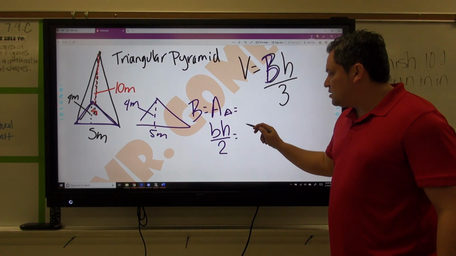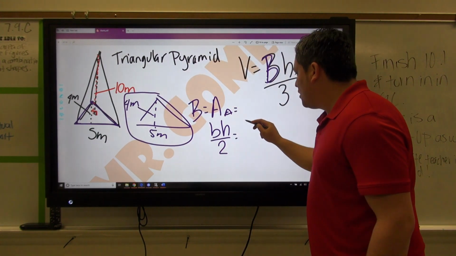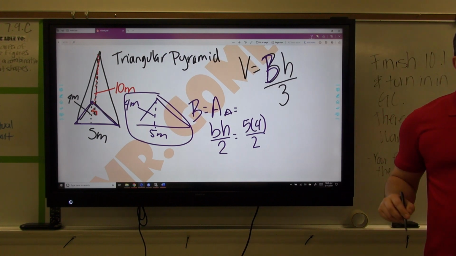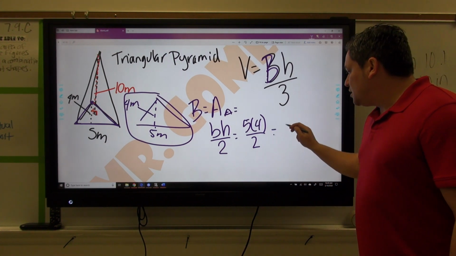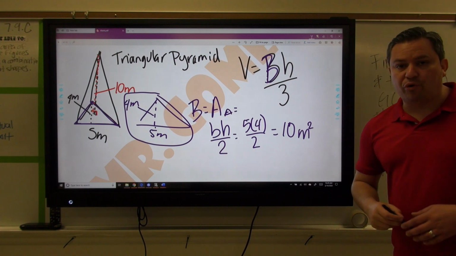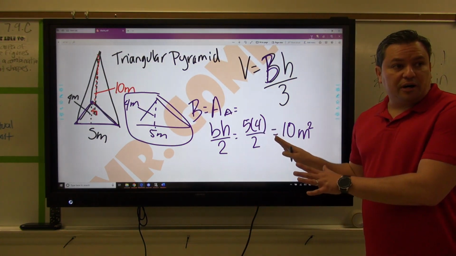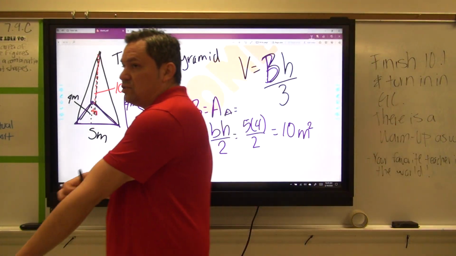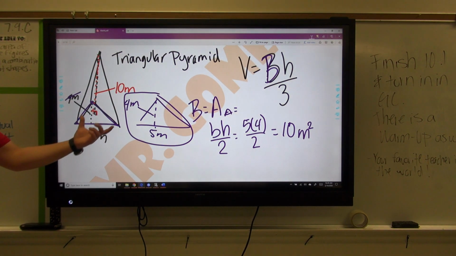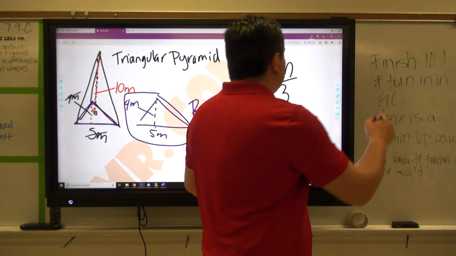Now what's my base? I'm only looking at this, remember? 5 times 4 divided by 2. 5 times 4 is 20, divided by 2 is 10. So the area of my base is 10 meters squared. Remember, for area it's squared, for volume it's cubed. We're good so far? Yes. So now, what numbers have I used already? I've used the 4 and the 5. So the only number that I haven't used is 10. So that has to be H.